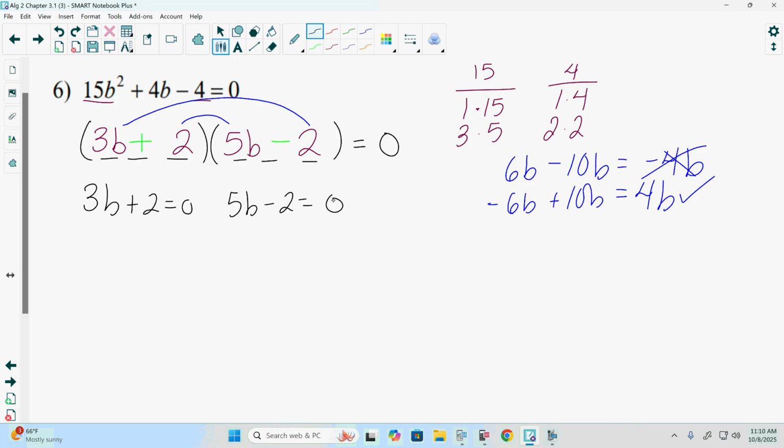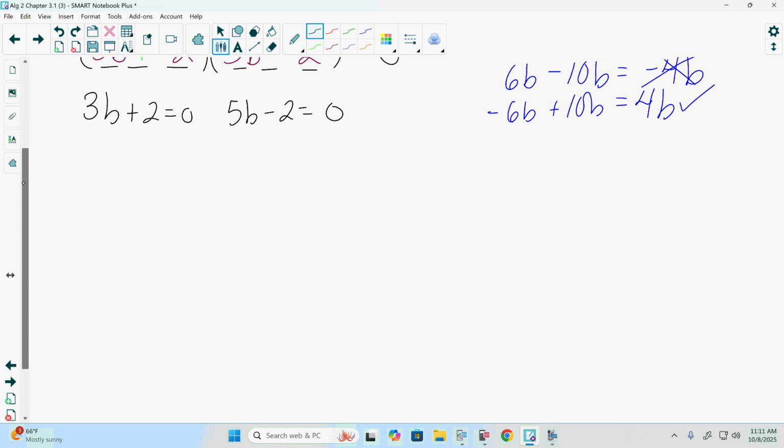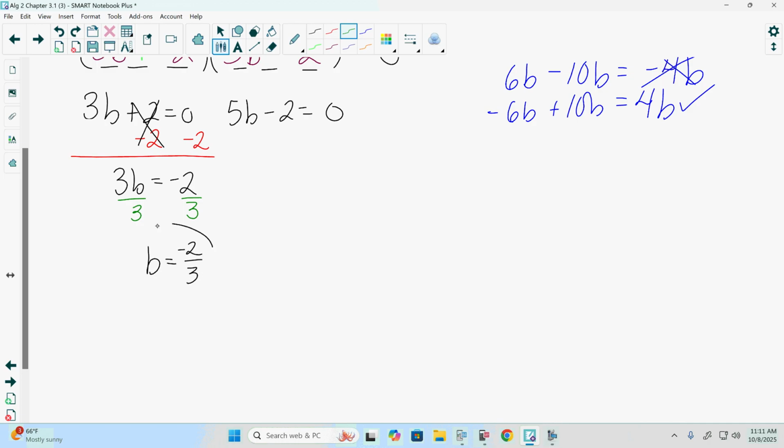And since we have 2 or more things multiplied together to equal 0, one of these has to be 0. Either 3b plus 2 is 0, or 5b minus 2 is 0. With 3b plus 2, the first thing I'll do is subtract 2, because 2 minus 2 would be 0, telling us 3b is equal to negative 2. Then we would divide both sides by 3, telling us b is equal to negative 2 thirds.